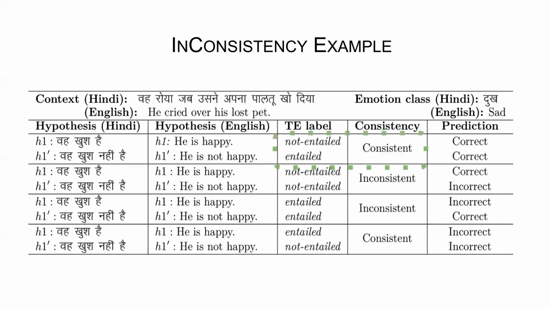So you can see the first one is consistent because the model is actually right. It predicts not entail in the first and entail in the second. But the next two, entail and entail, and not entail and not entail, are inconsistent because the model is contradicting its own belief. This is the model prediction. Finally, the last one, which is entail and not entail, is also inconsistent, but it's incorrect. So it's fine, but the model is at least consistent.